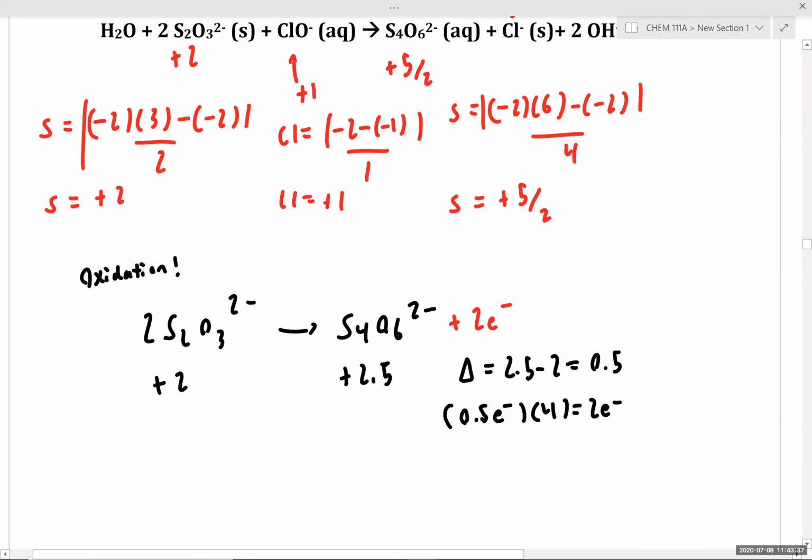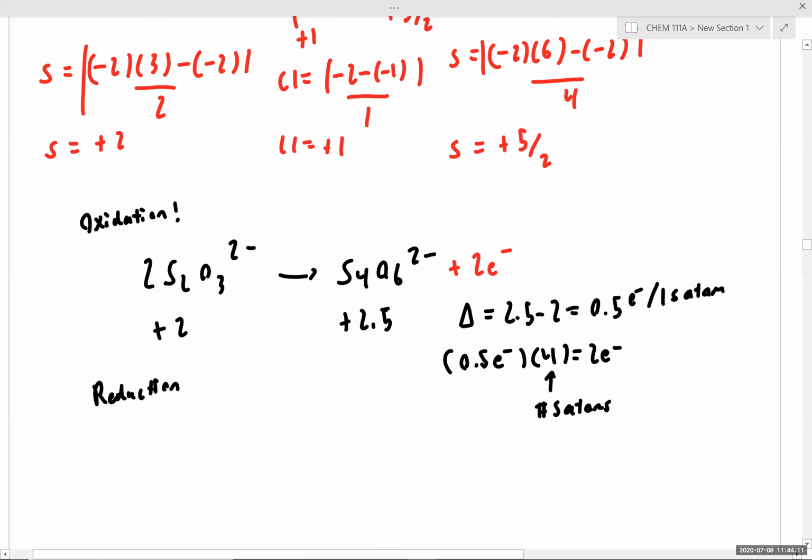Any questions on this example? So let's look at our reduction half reaction. The reason why I multiplied by 4 is that this is the number of sulfur atoms. This delta is the change, which is electrons per every 1 sulfur atom in this reaction. We multiplied by 4 because 4 sulfur atoms are undergoing a change in oxidation number. Does that make sense?